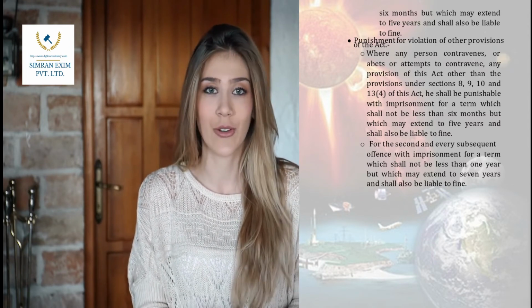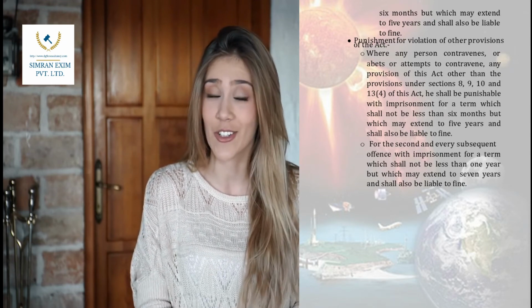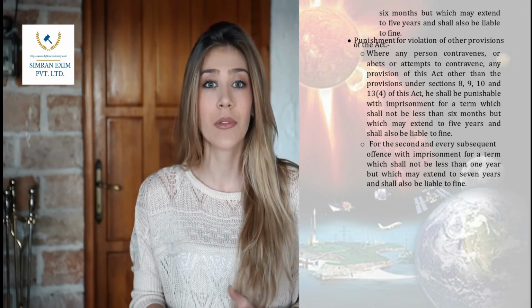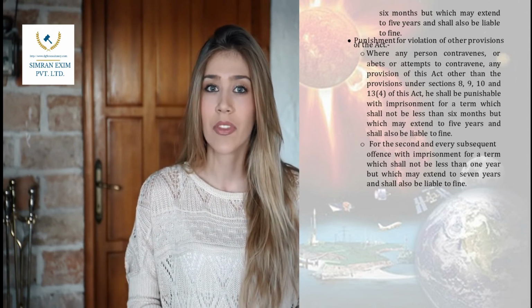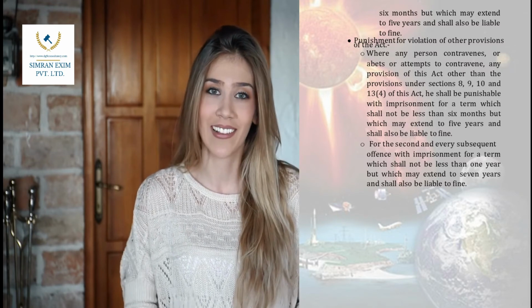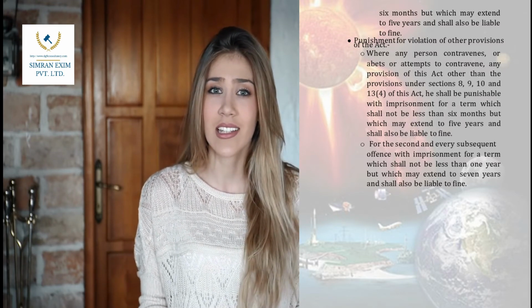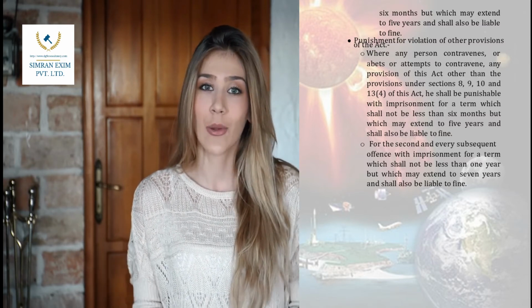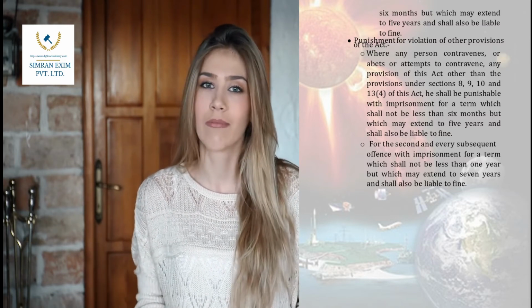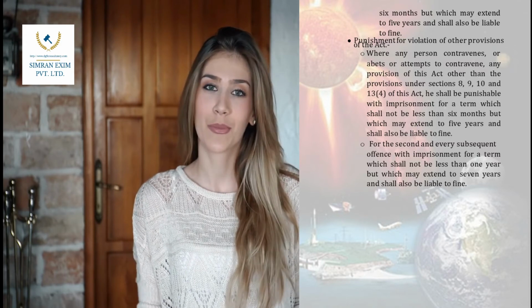Punishment for violation of other provisions of the Act. Where any person contravenes, or abets or attempts to contravene, any provision of this Act other than the provisions under Sections 8, 9, 10 and 13(4) of this Act, he shall be punishable with imprisonment for a term which shall not be less than 6 months but which may extend to 5 years and shall also be liable to fine.